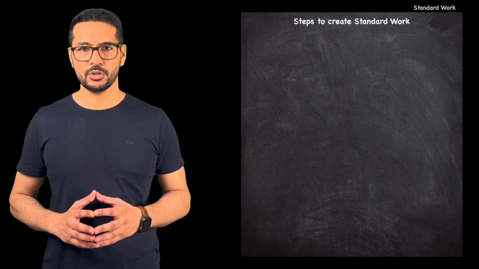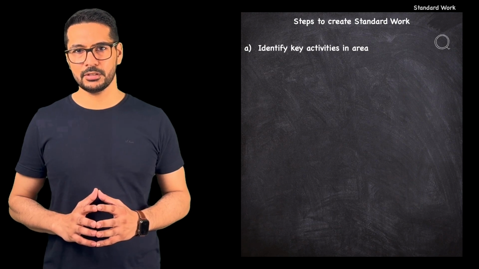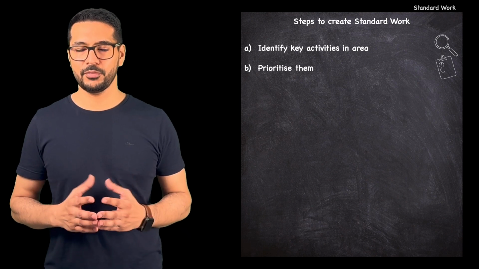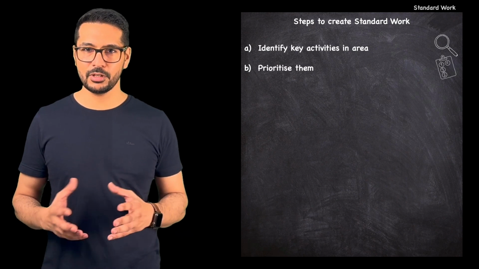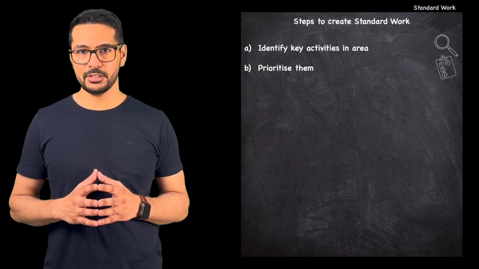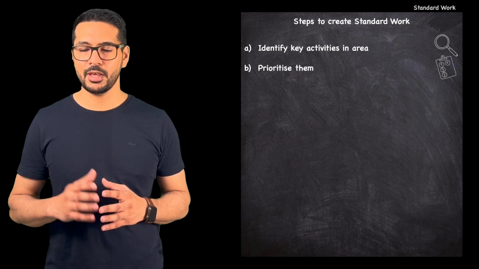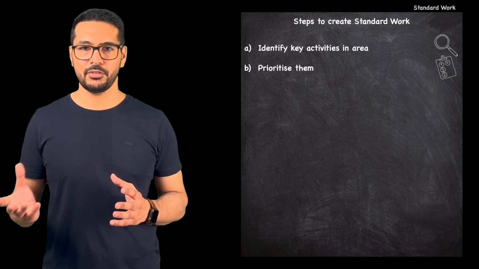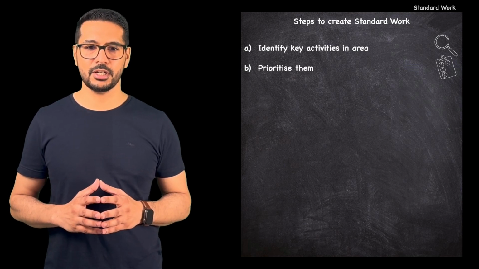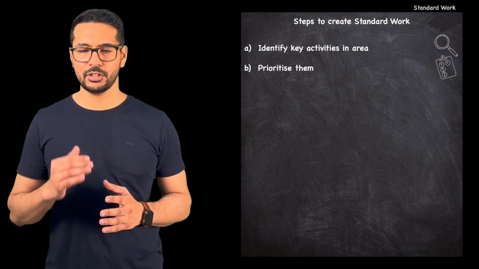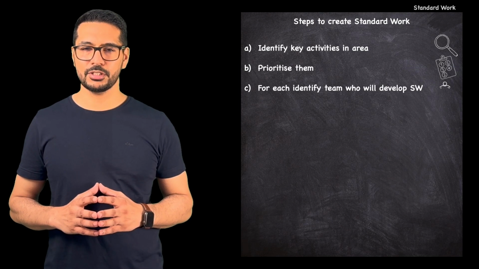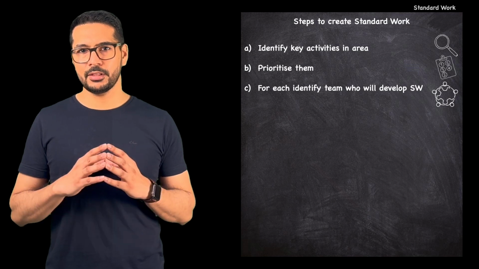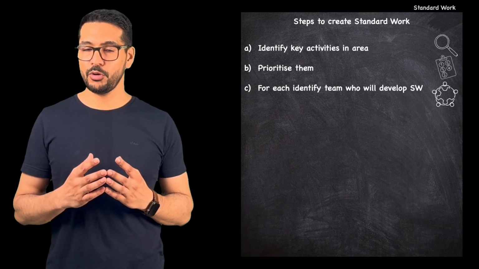How to create standard work? The very first step is to identify all the key activities which are being performed in that area, and the next step is to prioritize them. We cannot create standard work for each and every activity, so it is required to prioritize and start with the most important, and then depending upon resources and importance you can stop after covering some of the key activities. Once we have identified the top few activities for standard work, identify the team for every activity who will write the standard work or the best way of performing them.